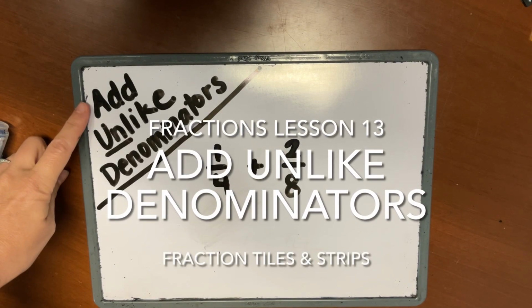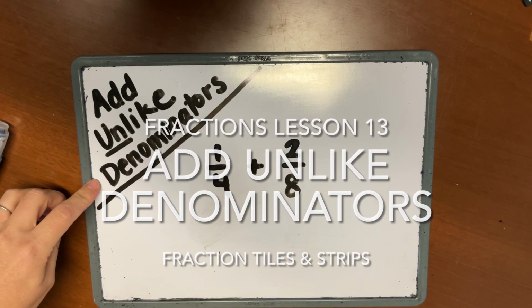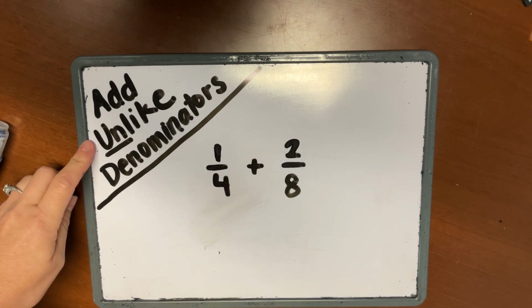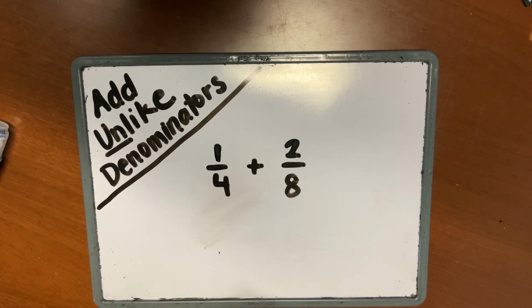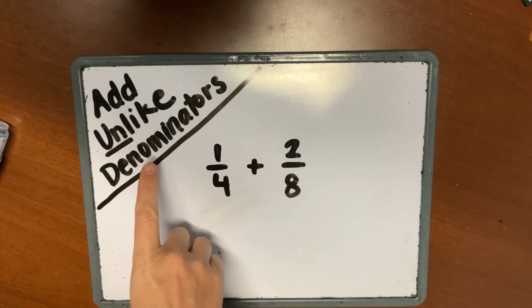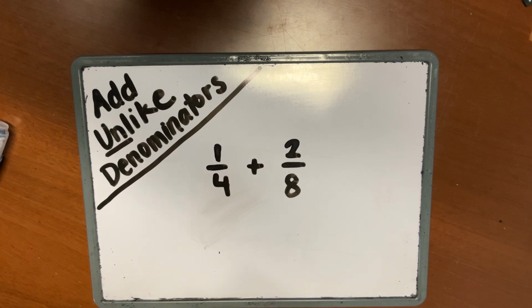We are going to add unlike denominators. What does unlike mean? Un means not. So they are not alike. And we're talking about the denominators.